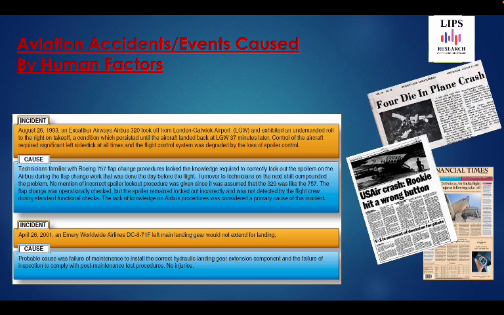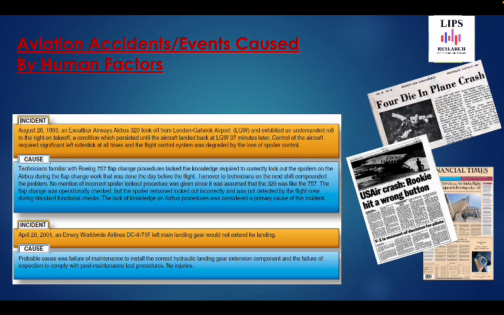There have been so many accidents because of human factors. A few of them are here on the screen. One is on August 26, 1993, an Airbus 320 from London Gatwick Airport. The cause found for this one was that the Boeing 757 flap change procedures lacked the knowledge requirement to correctly lock out the spoilers on the Airbus during the flap change work that was done the day before the flight. There are so many other accidents as well.